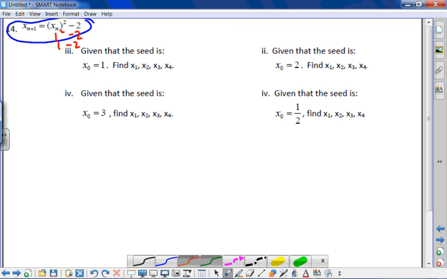All right. When the seed is 1, 1 squared is 1. 1 minus 2 is negative 1. Second term, we'll use that negative 1. We'll square it, which gives us positive 1. 1 minus 2 is negative 1. The third term, we'll use that previous term, which is negative 1. We'll square it. Negative 1 squared is 1. 1 minus 2 is negative 1. It looks like we are stuck. It will always be negative 1.